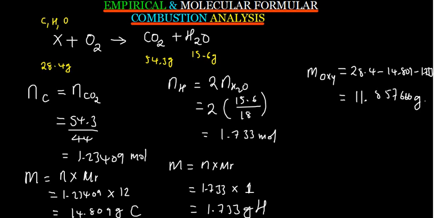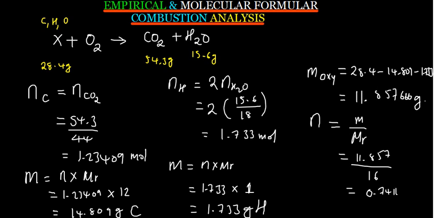Now let's also convert these grams to moles, right? So number of moles of oxygen is going to be mass over molar mass. The mass given is 11.857. The molar mass of oxygen is 16, right? So we just divide this value by 16. That would be about 0.7411 moles of oxygen.